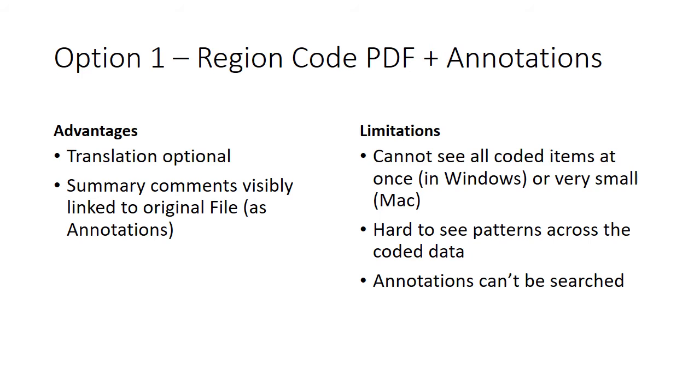The limitations are that you can't see all of the coded items at once if you're in Windows unless you export the code, or in the Mac version, it's very, very small. And it may be hard to see the patterns across the coded data since you can't see it all in one place, and annotations cannot be searched in NVivo.